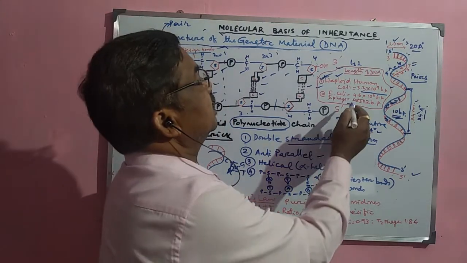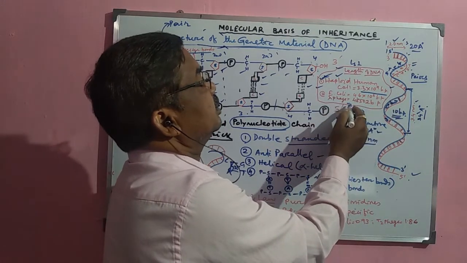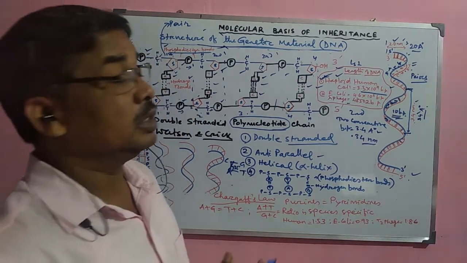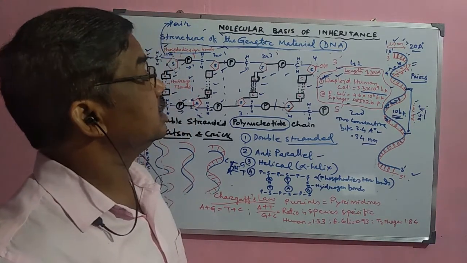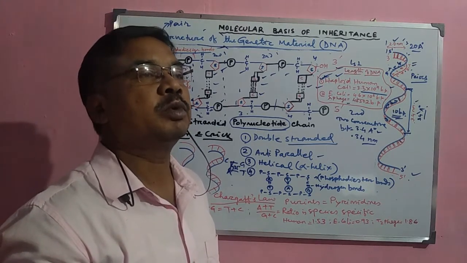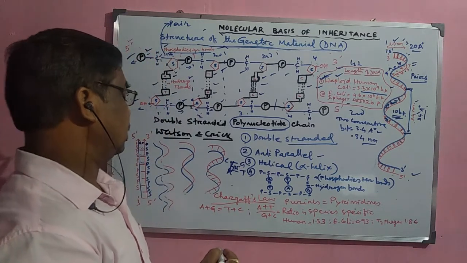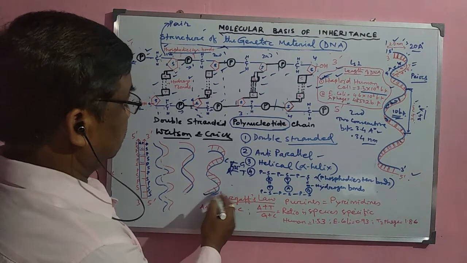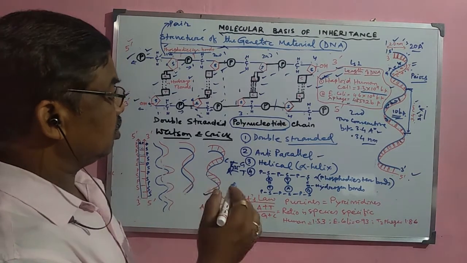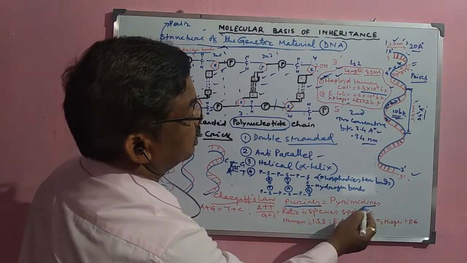Now in the case of E. coli bacteria, it is 4.6 into 10 to the power 6 base pairs. In the case of lambda phage, it is 48502 base pairs. So by knowing the number of base pairs, we can easily calculate the length of that particular DNA molecule or polynucleotide chain. Now, the next important thing which we derive from this Watson and Crick model, Chargaff explained, is that the number of purines is always equal to the number of pyrimidine bases.